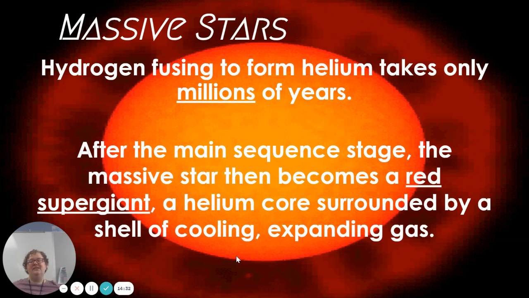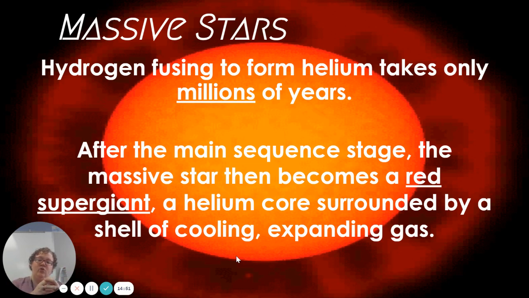Because it's so massive, it has fusion happening at a much faster rate. There's a lot more fusion happening, so it happens much faster. So after that main sequence stage, the massive star is going to become a red supergiant. Similar to the small star, the same sort of idea, but it's massive. So we call it a supergiant.